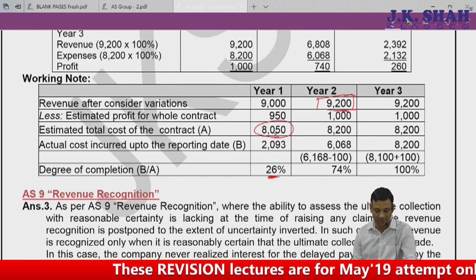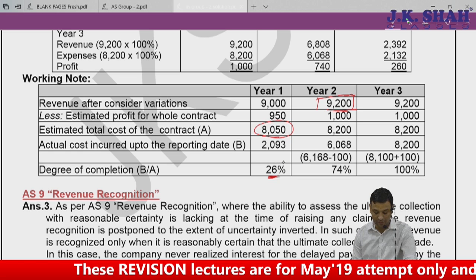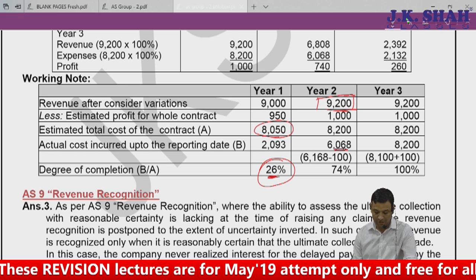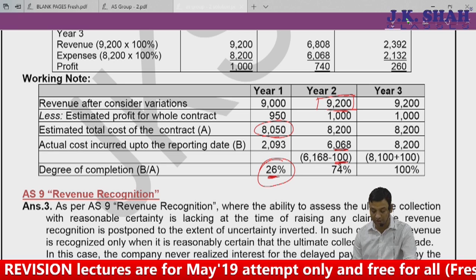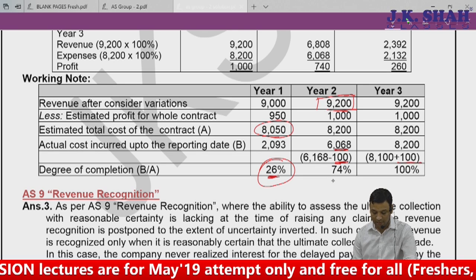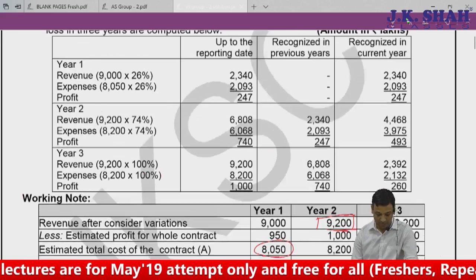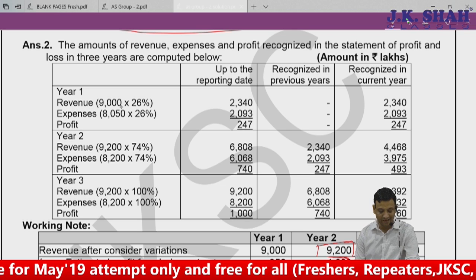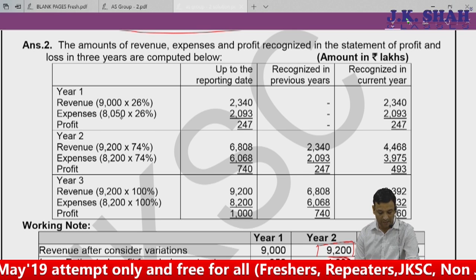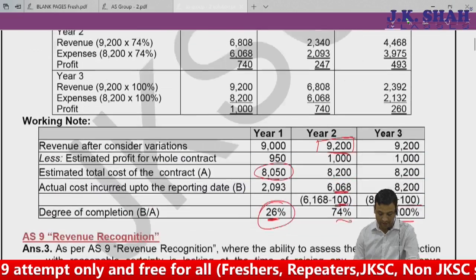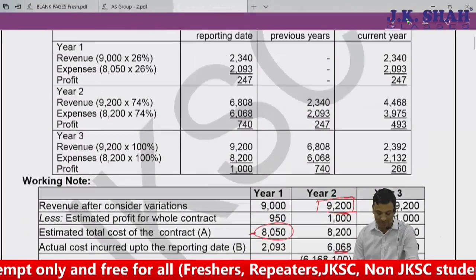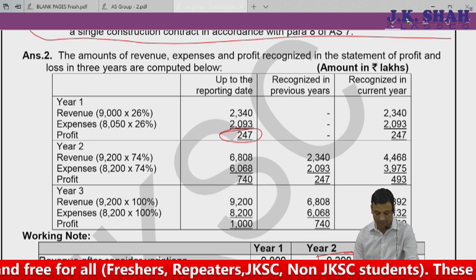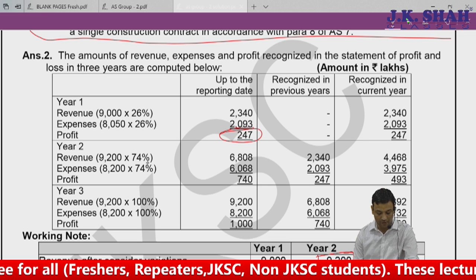Yeah. So here the answer is 9,950. So total cost is 8050. Cost incurred 2093. So we get 26%. Same way here, I'm taking 6068. Why? Because that 100 of standard material is not to be considered. And here it is added. So 74 and 100. So we have just given it in a basic way. How much revenue will be recognized? 9,000 into 26%. Expense 8050. How did I get 8050? Here it was total expense 2093. So profit is 247. Here cumulative 9,200 into 74.